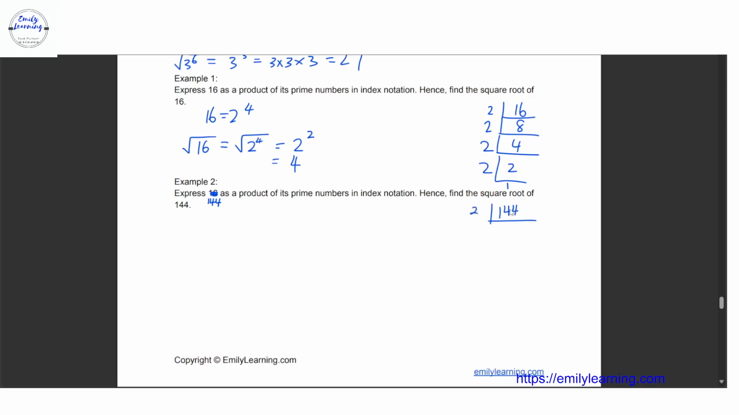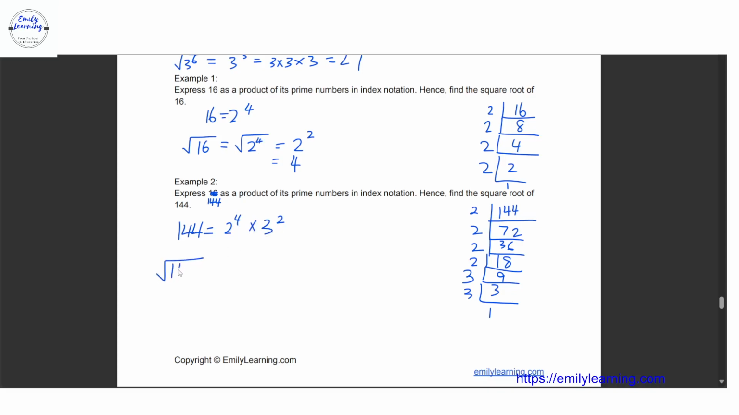in index notation. 144 is an even number, so I'll first divide it by 2, I'll get 72. Divide 72 by 2, I get 36. Divide 36 by 2, I get 18. Divide 18 by 2, I get 9. Divide 9 by 3, because 9 is an odd number, cannot divide by 2, so I'll use 3. So 3 and 3. So I know that I can express 144 as 2 to the power of 4 times 3 squared.